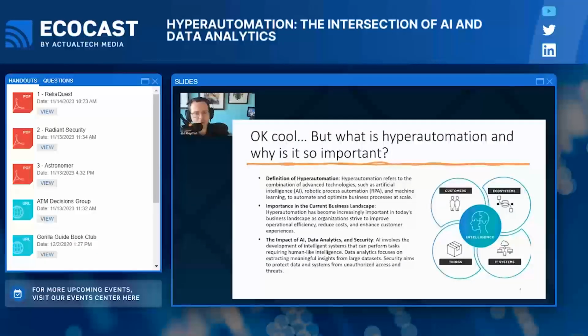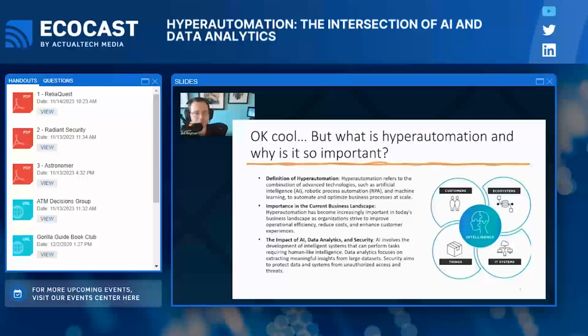And really, all around this, you have AI as the involvement in the development of intelligent systems that perform with human-like efficiency, human-like intelligence. Around hyperautomation, data analytics to focus on the extraction of meaningful insights from data, and obviously security, where we look at the protection of data and systems from unauthorized access and threats. Now, all of that sort of combines together. I promise I'll show you how.